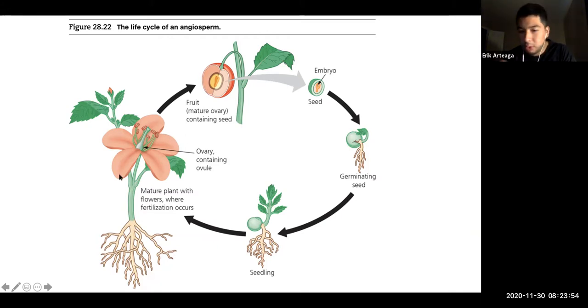There can be aneuploidy or a different number of chromosomes because plants are weird, but for all intents and purposes, this is going to be diploid, okay? So it has two pairs of chromosomes. So again, this will be fertilized, this ovary containing the ovule, the fruit, so it's a mature ovary, so this contains a zygote.